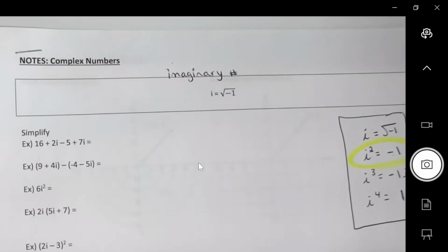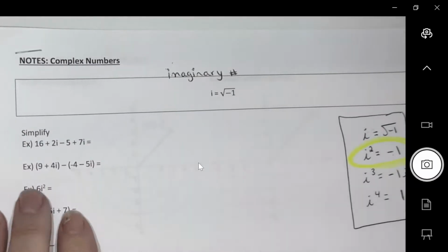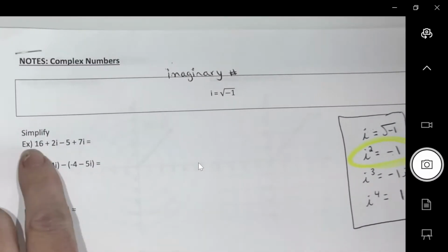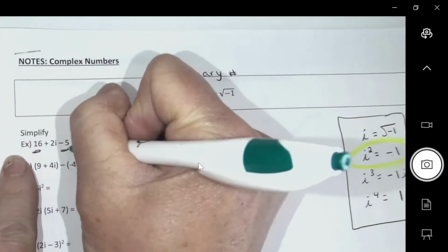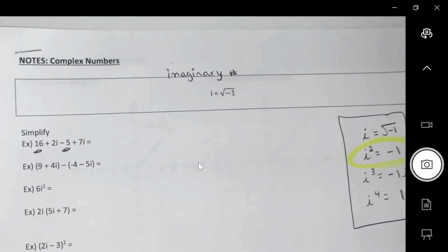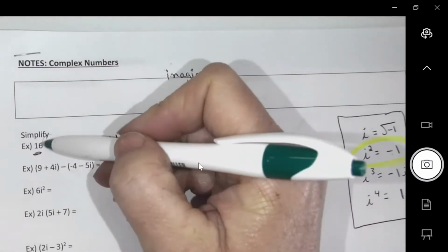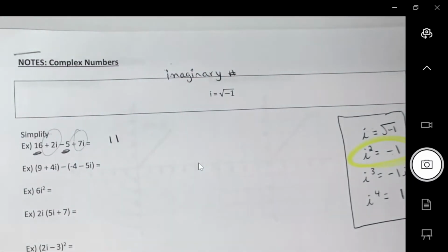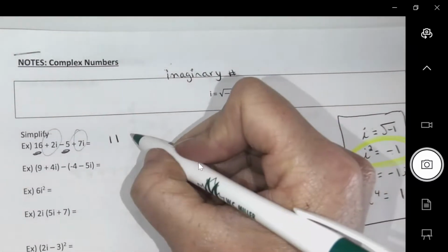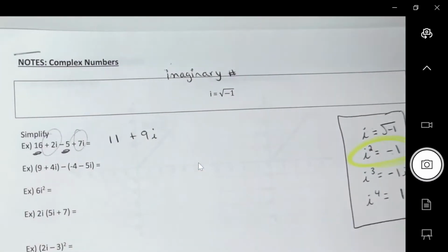So this simplification just basically says I can put numbers with numbers. So 16 minus 5 I can put together. So that's 11. And those i's and those i's I can put together. So plus 9i.